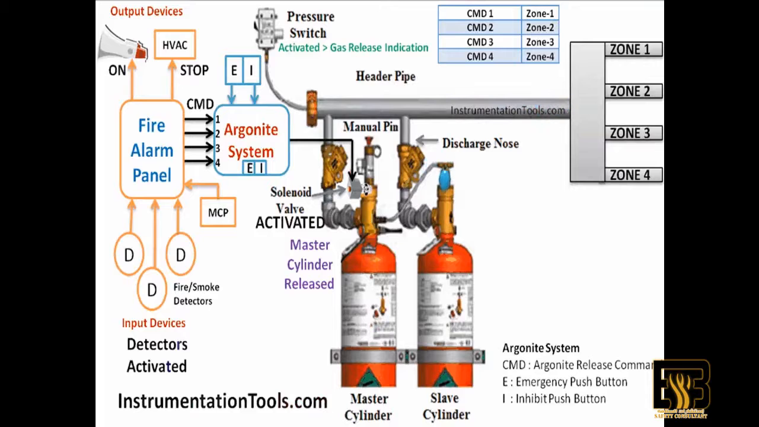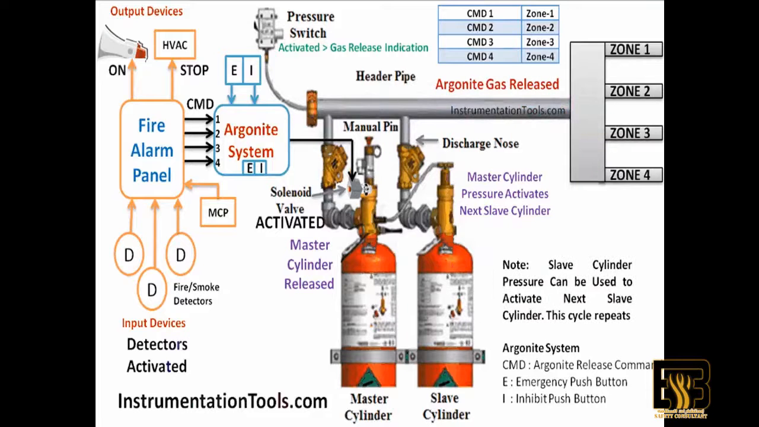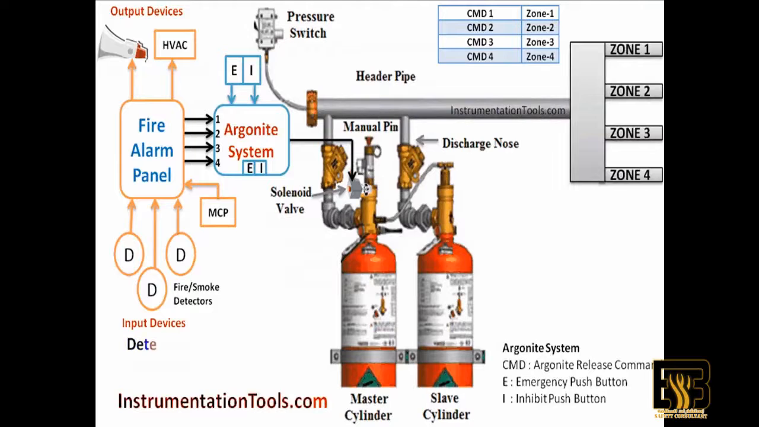Here in the animation we considered 4 zones. Zone means areas or locations or rooms. Say if fire smoke detectors are activated in zone 4, then the fire panel sends command 4. So the fire alarm panel can send commands from CMD1 to CMD4 depending on the fire smoke detector's activation in the respective zone. Now the Argonite system receives the Argonite release command from the fire alarm panel.